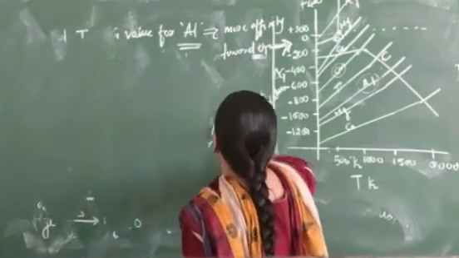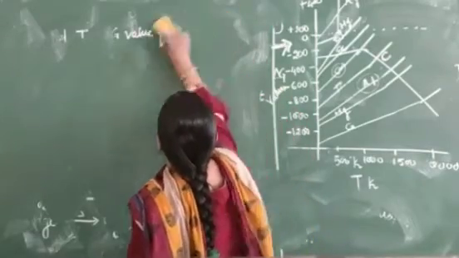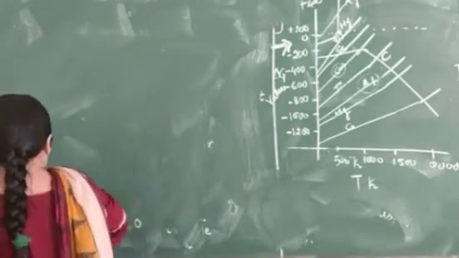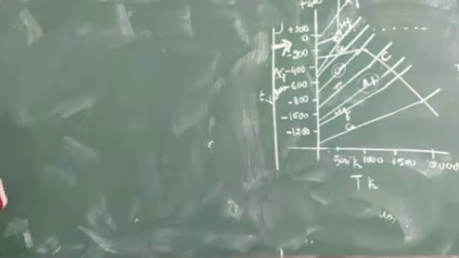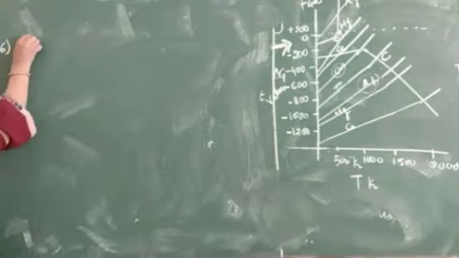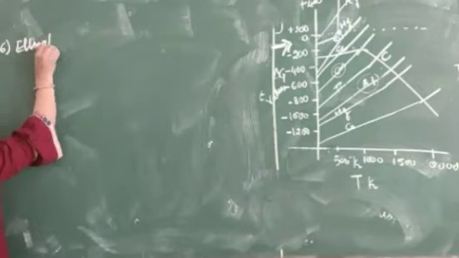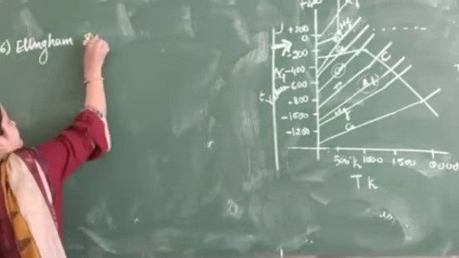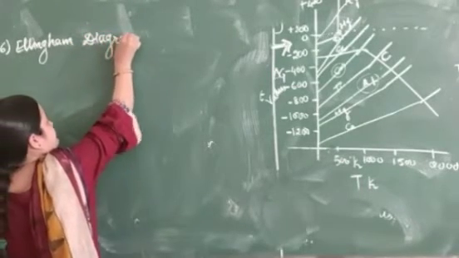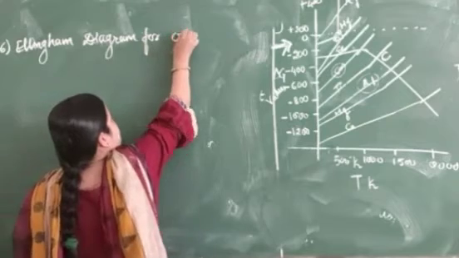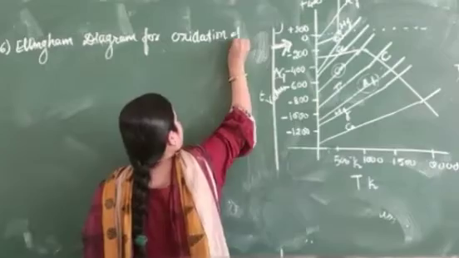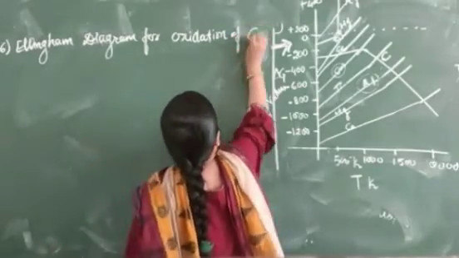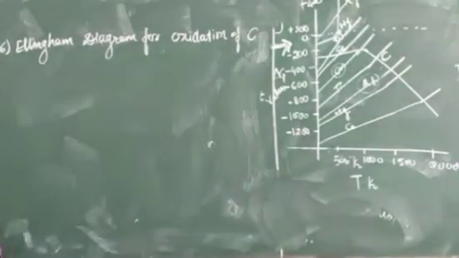Now the sixth one. Let me tell. Ellingham diagram for oxidation of carbon. Ellingham diagram for oxidation of carbon. Mainly two reactions are possible.